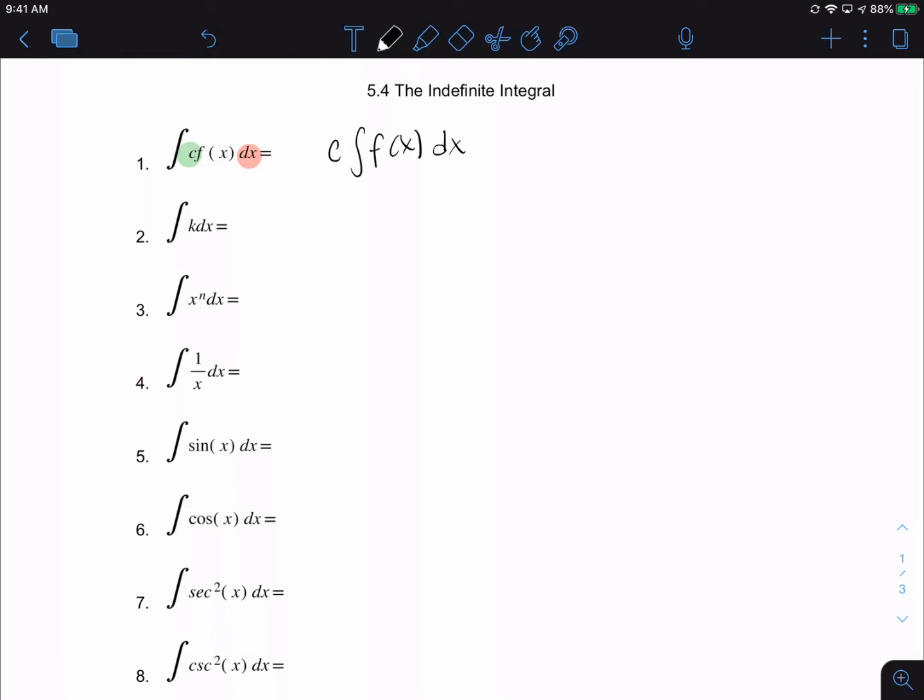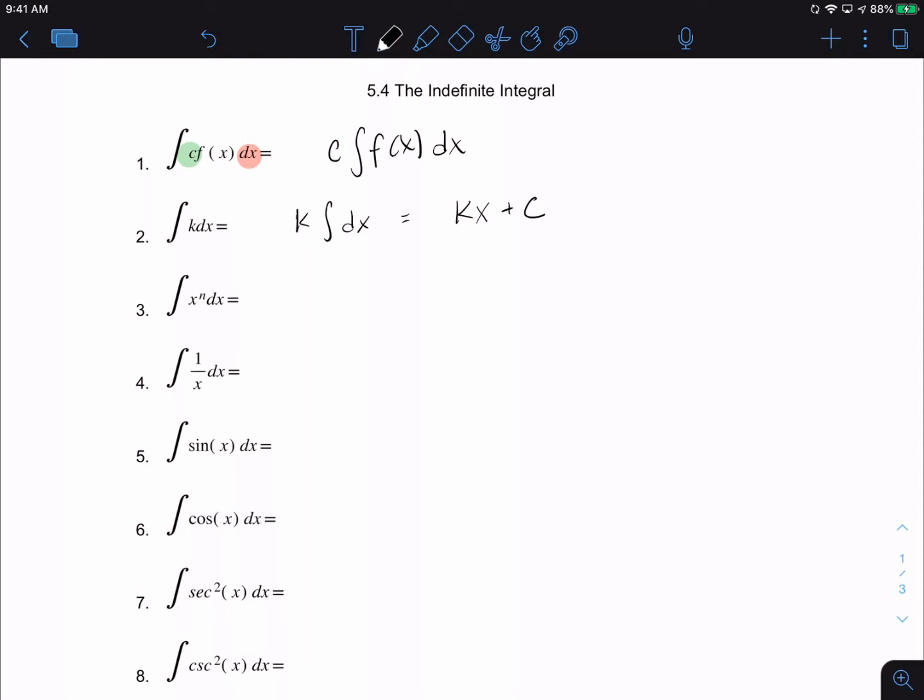In the next example, notice that it's just the integral of a constant, so what we can end up doing is pulling the k out like in number 1 and then taking the integral with respect to x, and so what that ends up being would be k times x plus some constant c, because the k is multiplying with the integral, and that's how you get that.